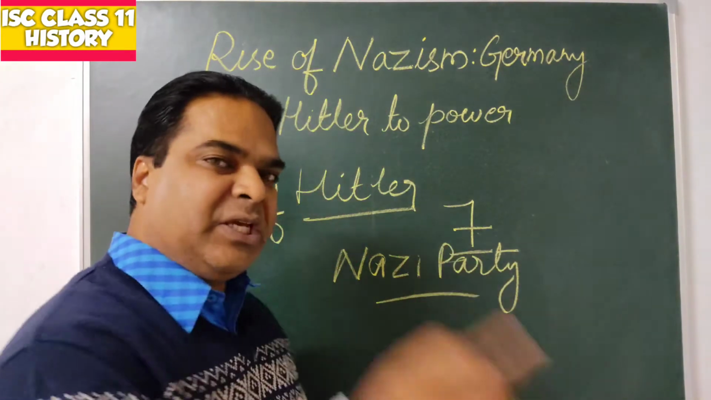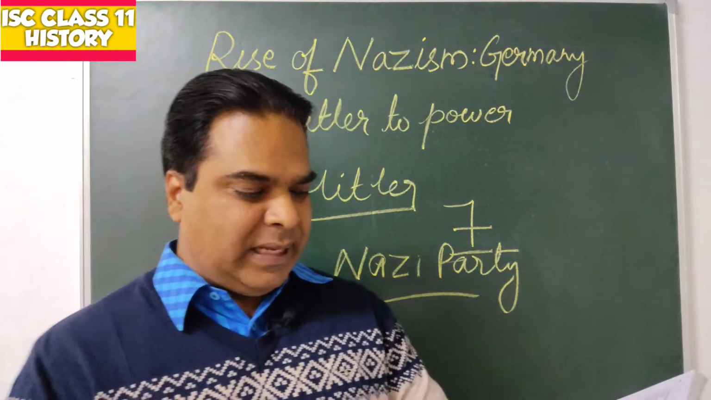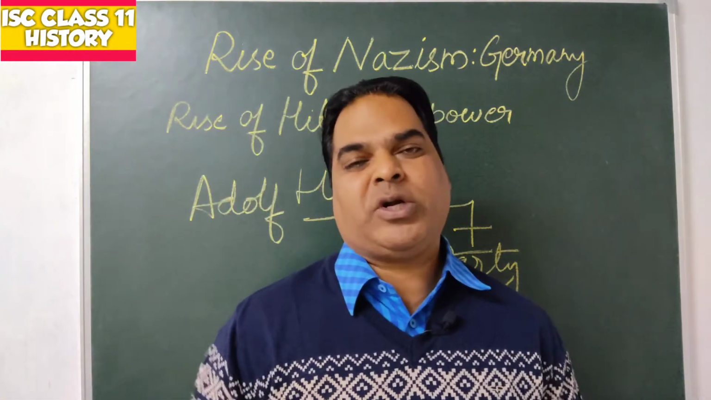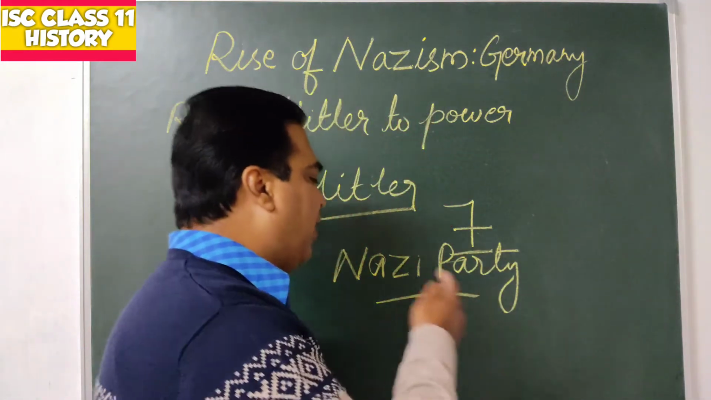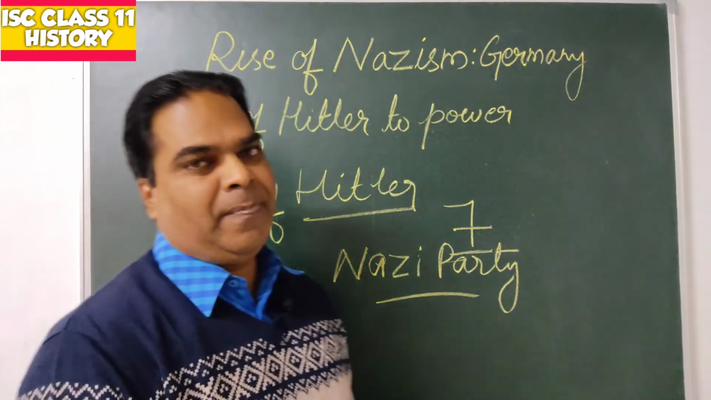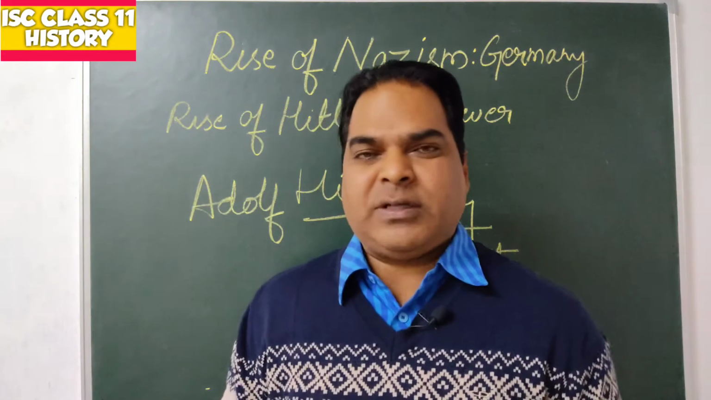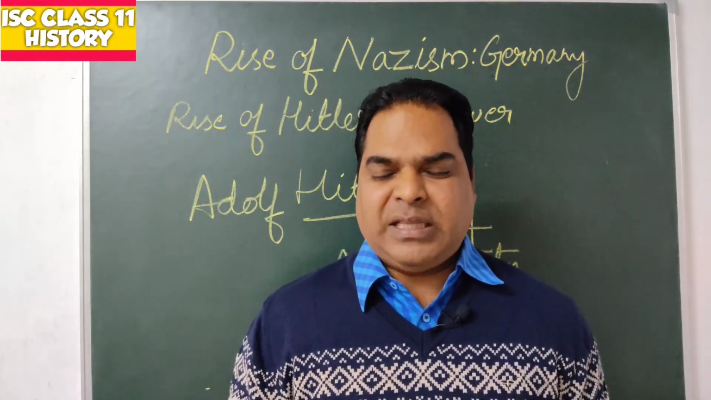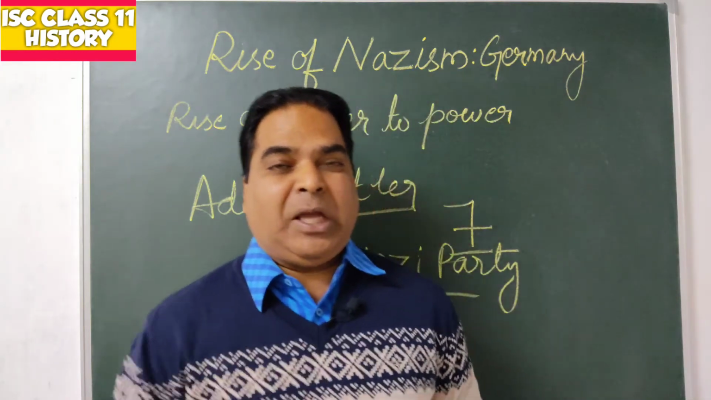The party which he joined earlier was known as the German Workers' Party. Initially it had only 7 members, and after he joined that party, it came to be known as the Nazi party. It has been said that when he was allowed to speak for the first time, he was trembling like anything. He could not speak the words properly, but slowly and gradually he became a great orator.